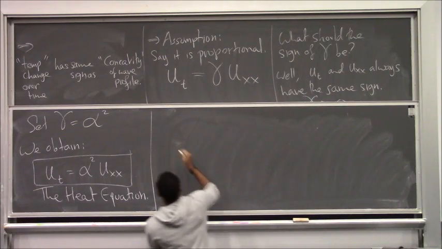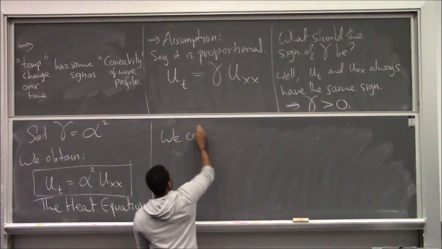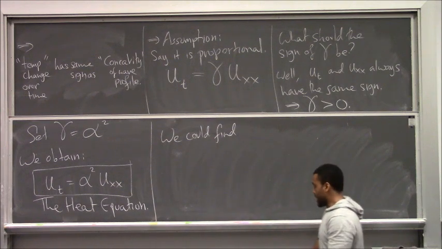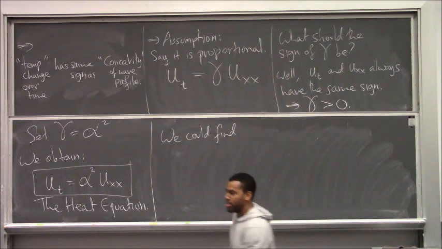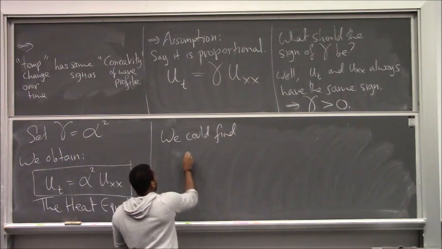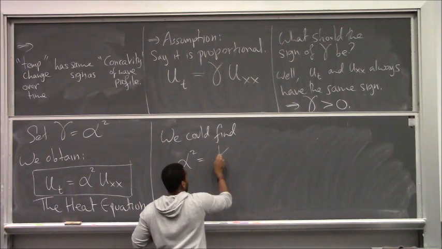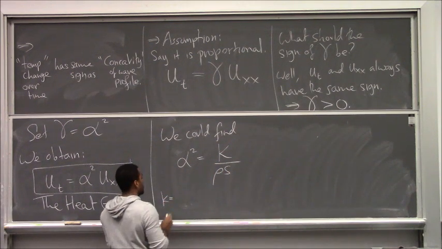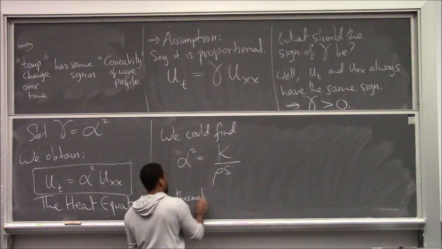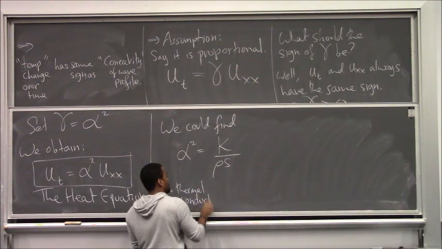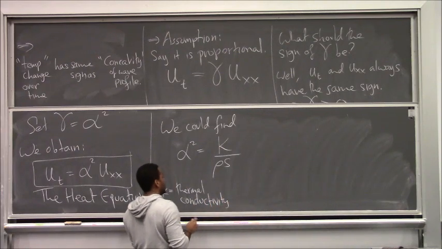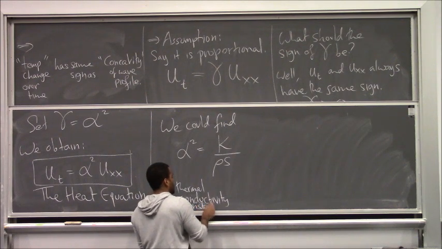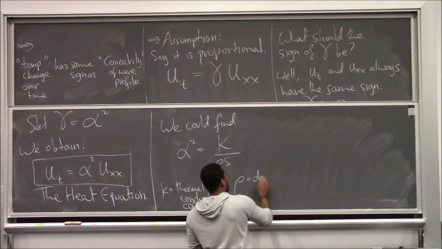And in fact, by applying all these sophisticated laws, like laws of conservation of energy and Fourier's law of heat conduction and all that stuff, we could find our alpha squared. We actually could even calculate it. It's K over rho S, where K is the thermal conductivity constant, a measure of how well the material conducts heat. Rho is the density of the material.